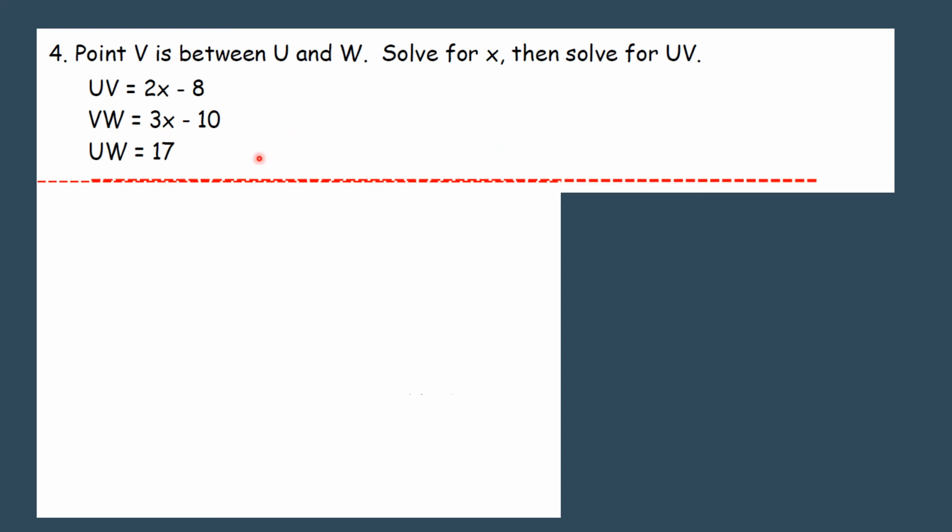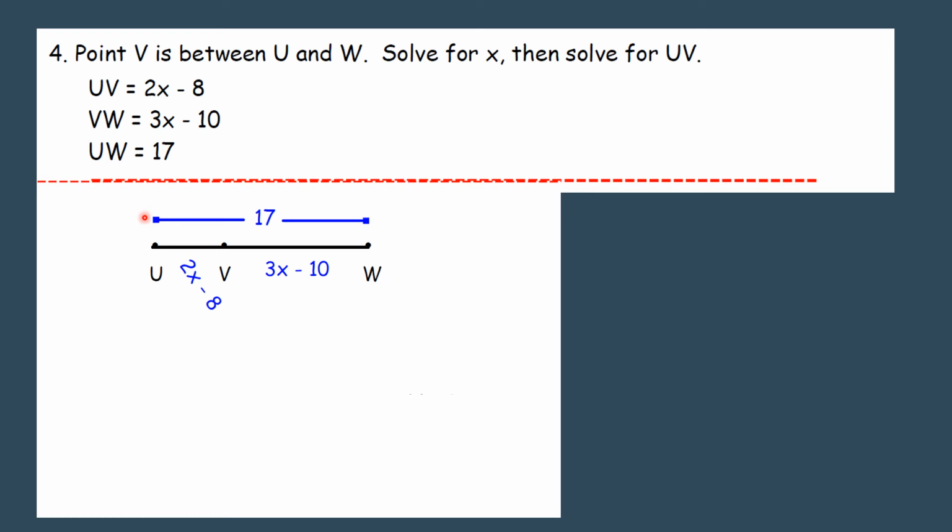Okay, welcome back. So hopefully your diagram looks something like this. Point U and point W are the ends of the overall segment. Point V is somewhere between. Again, it doesn't matter where you put it, just avoid putting it right in the middle. The length of UV was 2x minus 8. I put mine at a slant to fit it in there, but you could definitely put it straight out.